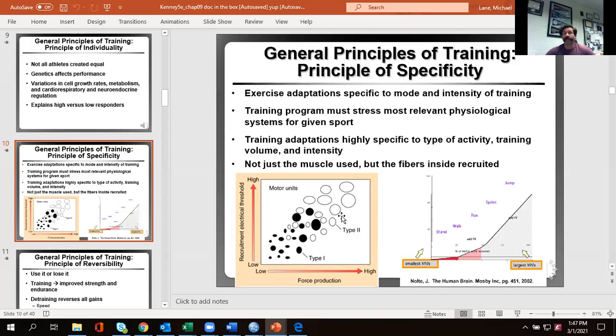So when it comes to the principle of specificity, folks, what have you guys seen where people are violating this with their program? What can you think of that would be an example of violating specificity with a training program?